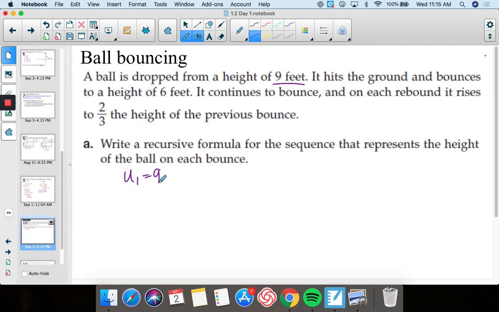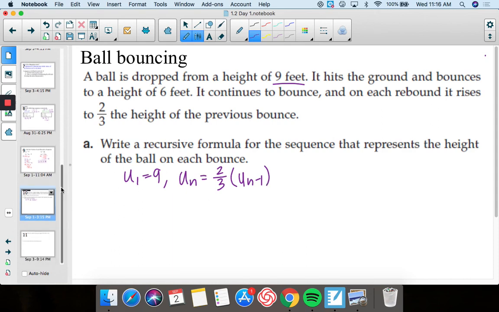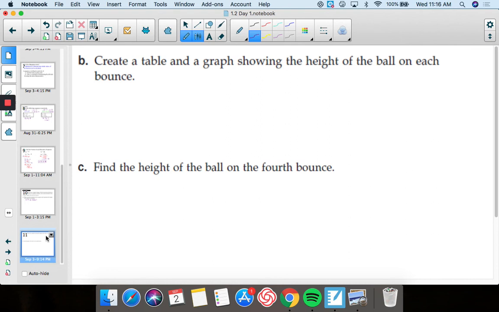If it is rebounding to 2/3 of the previous height of the bounce, well, 2/3 in this case, we're not saying that's adding or subtracting 2/3. We know that this is going to be a geometric series where we are multiplying by 2/3 of the previous bounce. So in that case, we would say u sub 1 is the first term, and then you want to say that we have u sub n equals, so we have our ratio as 2/3, parentheses, u sub n minus 1. And that would be our recursive formula, and that's what we're going to use to find the next height of the bounces. So create a table and a graph showing the height of the ball on each bounce.